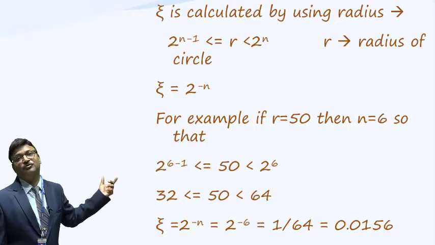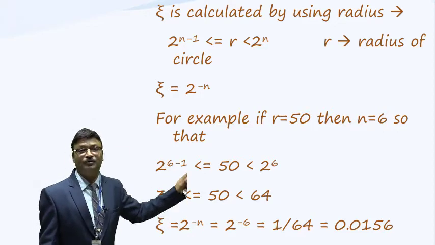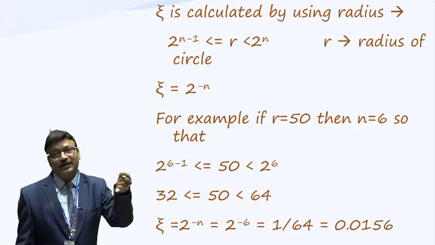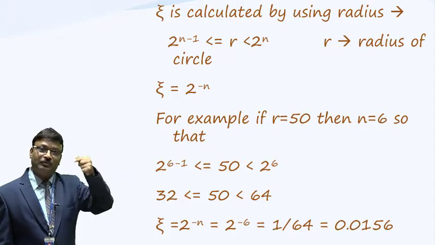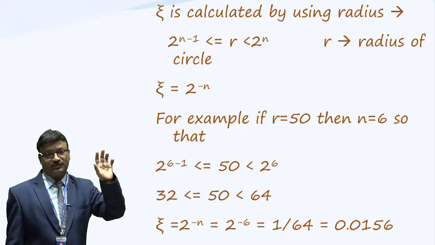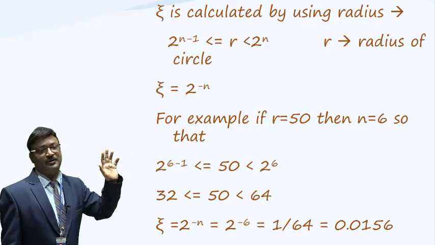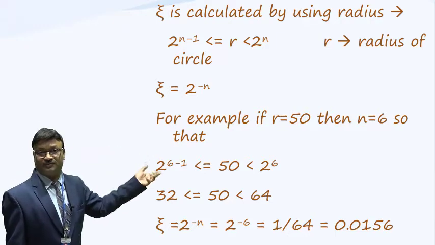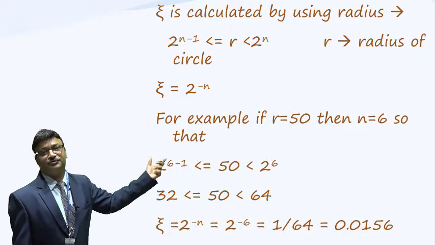Because 2 raised to power 0 becomes 1, is 1 less than or equal to 50 less than 2? No. So you have to increase n, and once I have increased it, 1, 2, 3, 4, and I have reached n equals 5. Once I have increased the value to 6, suppose 6 I have considered, then 2 raised to power 6 minus 1 is 2 raised to power 5.